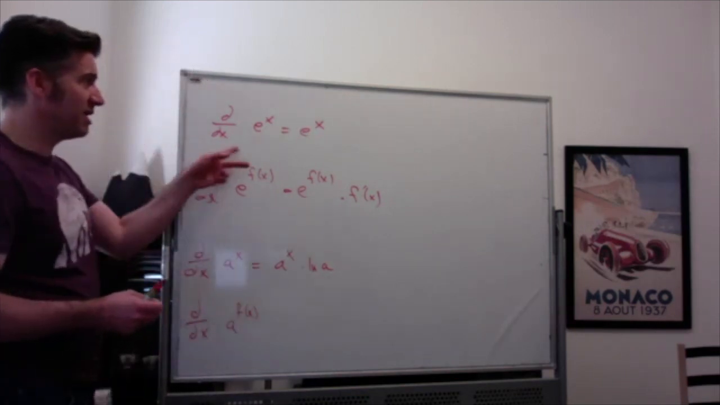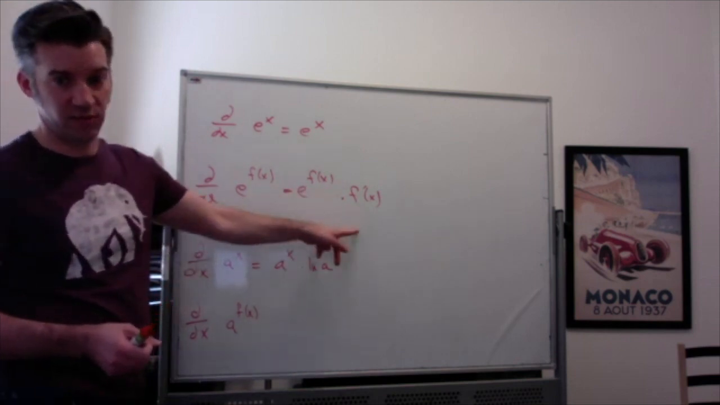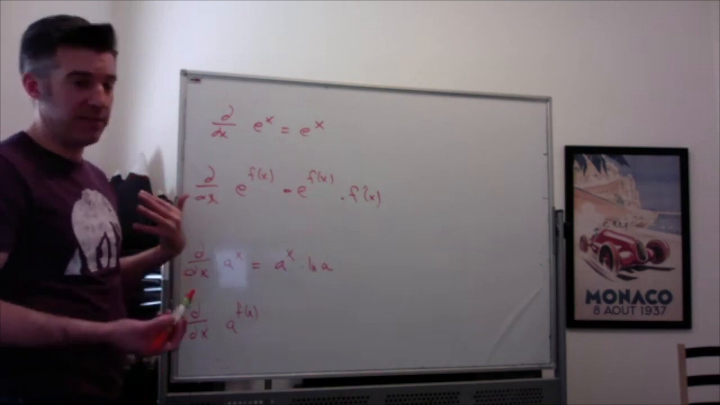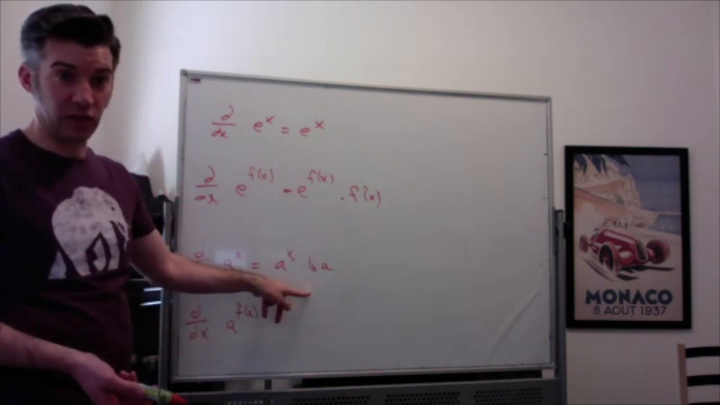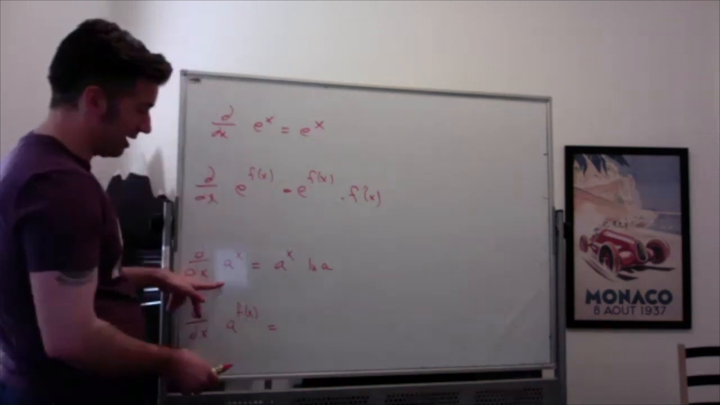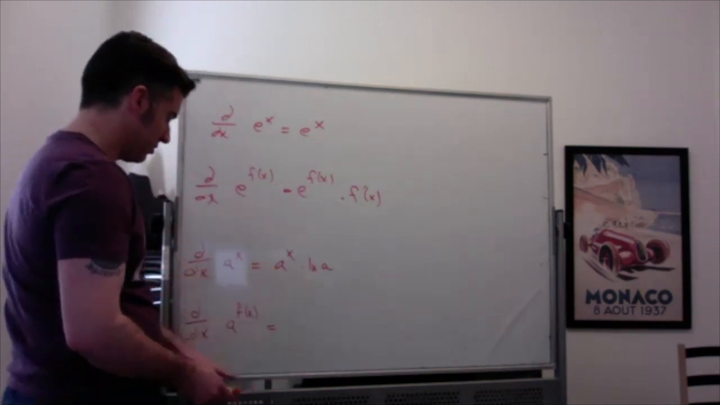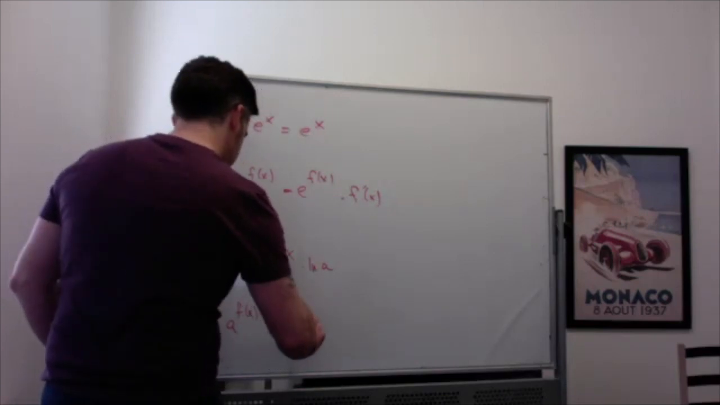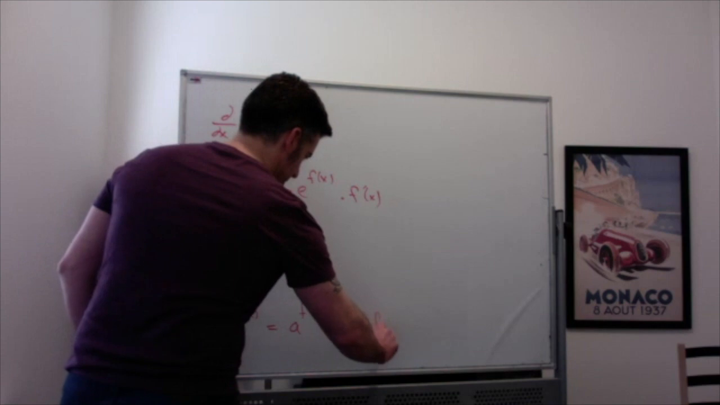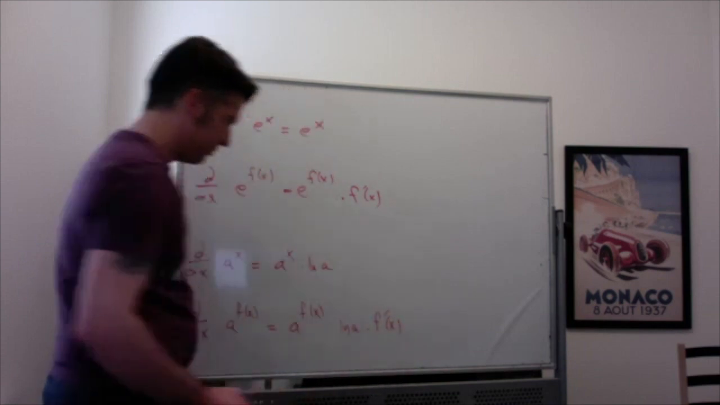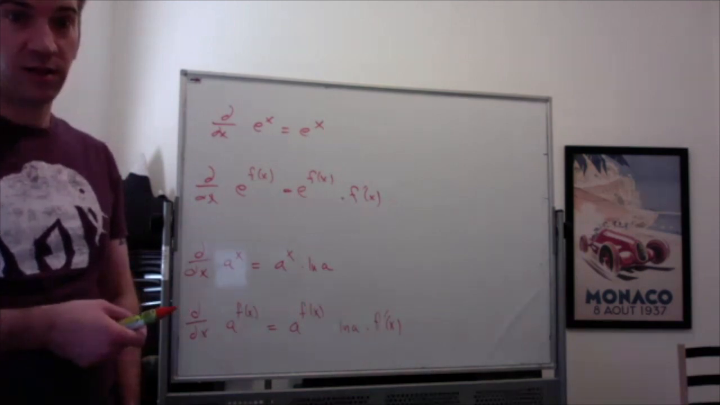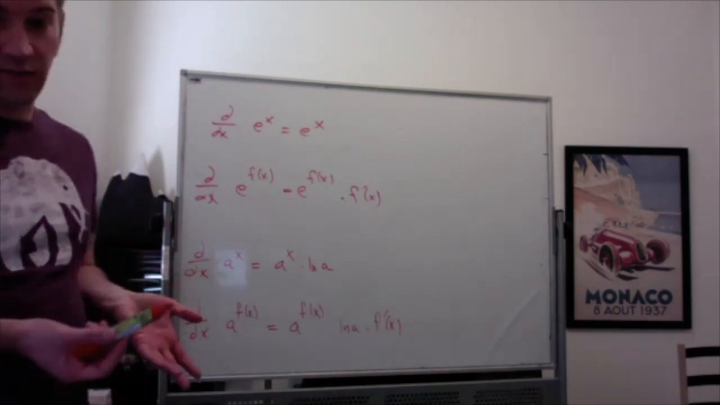of rules, right? The derivative of e to the stuff is e to the stuff times the derivative of the stuff. The derivative of a to the stuff is going to have the same sort of thing happen, except you're also going to get the natural log of your base showing up. So the derivative of a to the x is a to the x times the natural log of a. So the derivative of a to the stuff is a to the stuff times natural log of a times the derivative of the stuff. That's what's happening there. So that's what I would encourage you to remember.